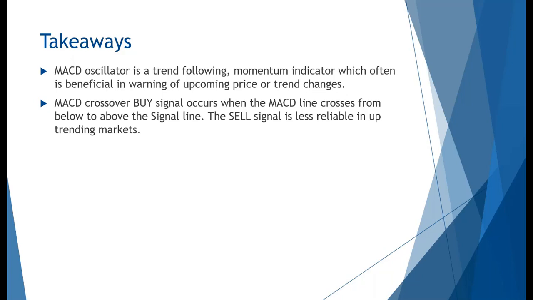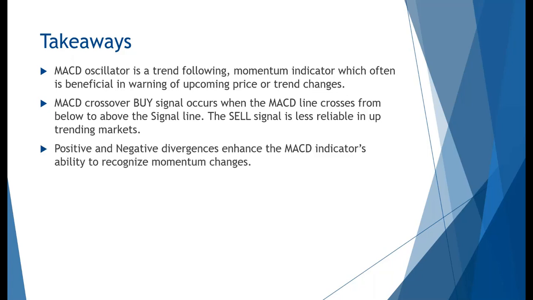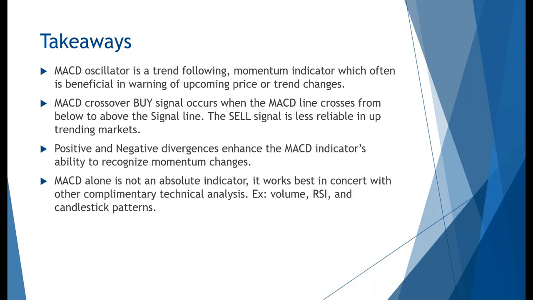It's just a probability. So if you're going to use it as a sell signal, make sure you look for that negative divergence. So positive and negative divergence helps enhance the MACD's ability to recognize these momentum changes, right? So I'm not going to just take this signal as is. I want to make sure that there are other indications, in this case, these enhancements of negative and positive divergence.